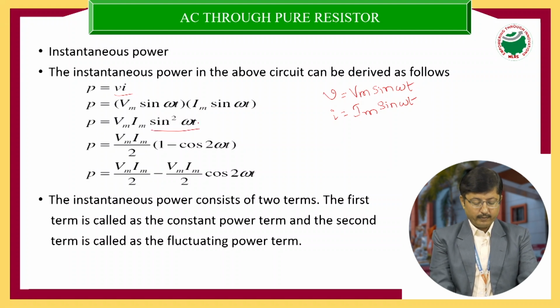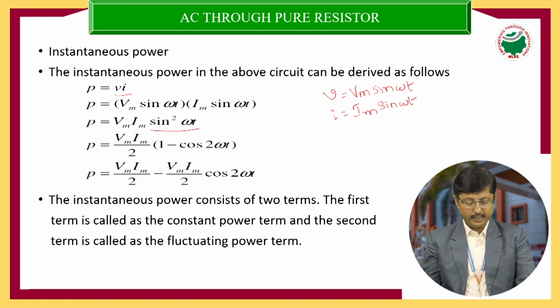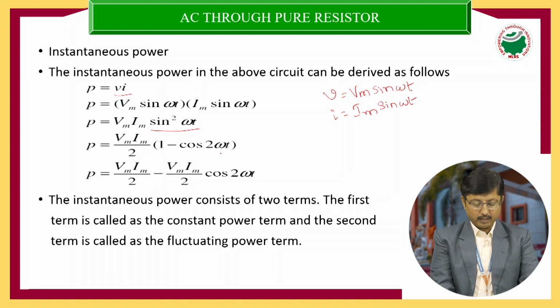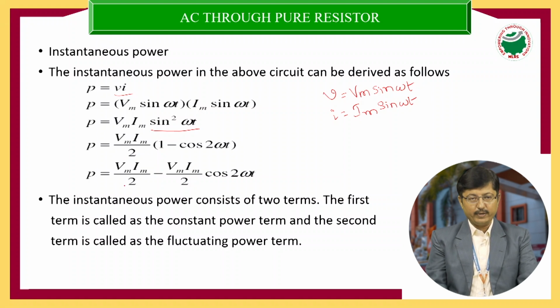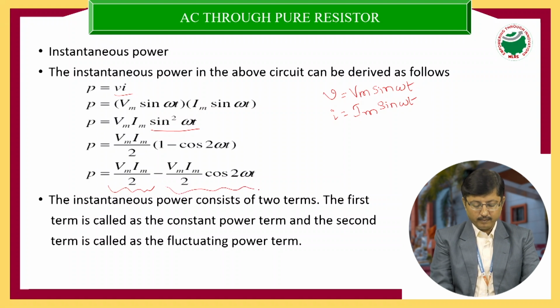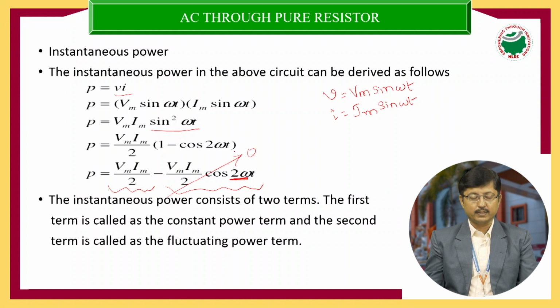Sin squared omega t we can write as (1 minus cos 2 omega t) by 2. So the 2 is taken common, 1 minus cos 2 omega t. This power can be divided into two components. One is a constant power component, and the second one is the fluctuating power. Fluctuating power means it has 2 times omega, so over a cycle we get two frequencies here. Then the fluctuating power becomes 0.